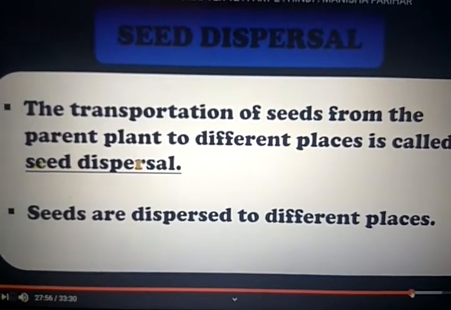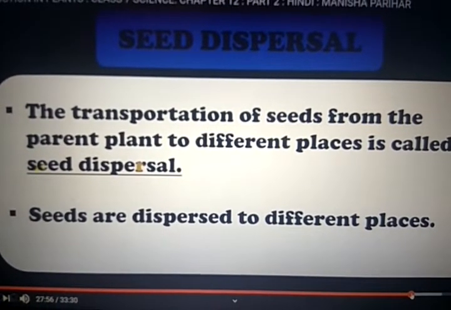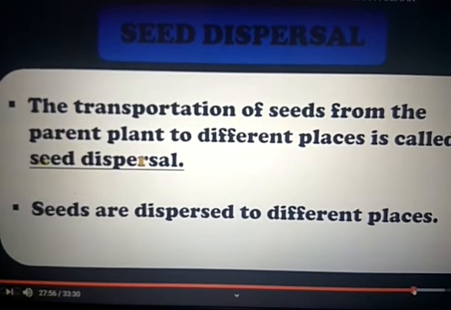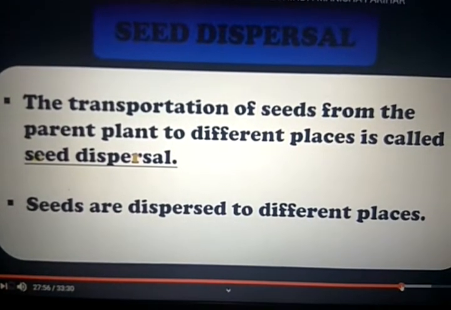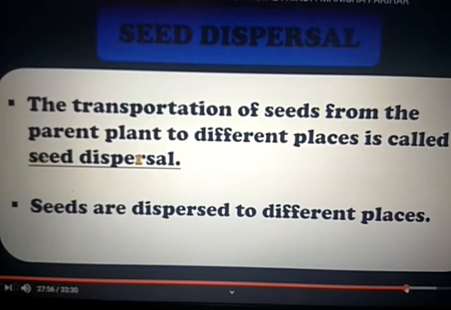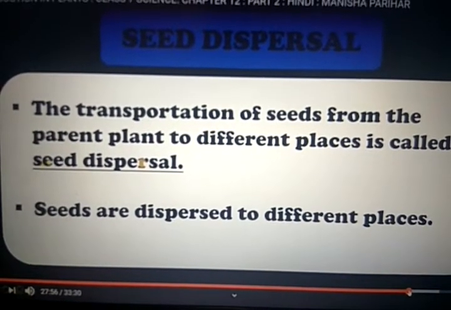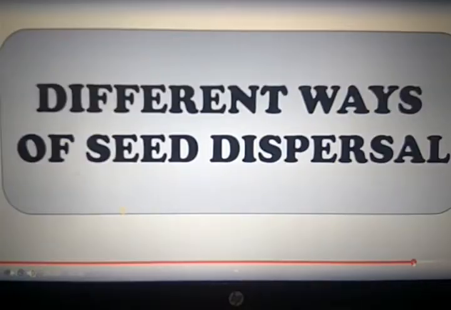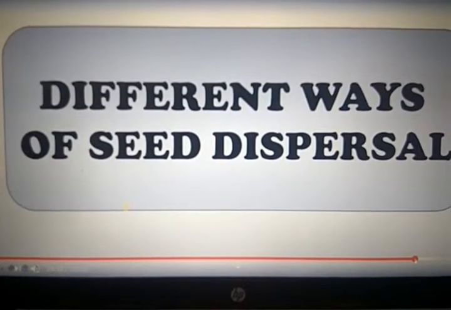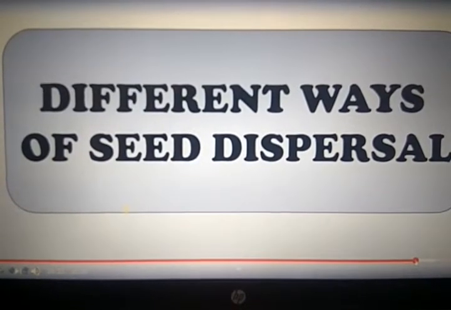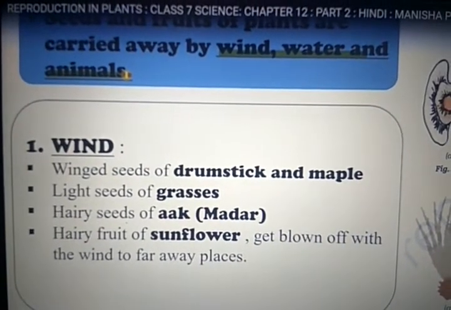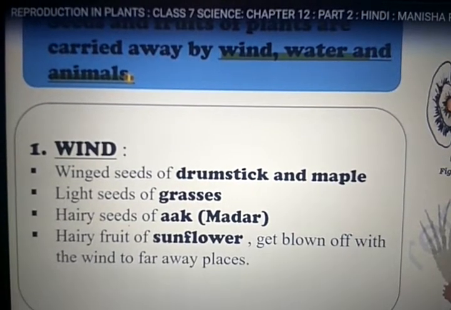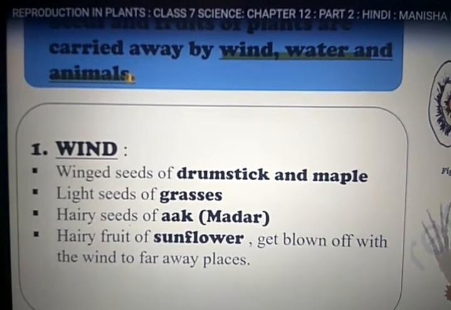Now the next part and last point of this chapter, seed dispersal. The transportation of seeds from the parent plant to different places is called seed dispersal. Seeds are dispersed to different places. Let us understand different ways of seed dispersal. Dear students, seeds and fruits of the plants are carried away by winds, water and animals.